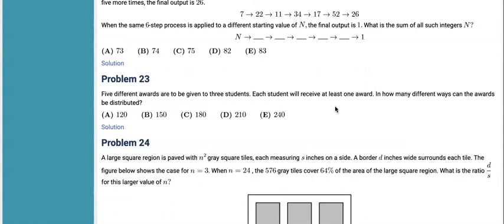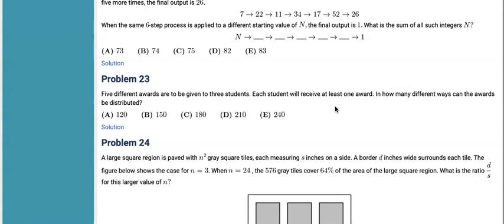Let's say each student has to be unique, right? Because people are unique, of course. In that case, I guess we just need to take the total number of cases and subtract away the cases where a student receives no award. That seems kind of annoying. You know, so be it. Let's do it. So let's say student A receives no award, then student B and C have to split the remaining awards.